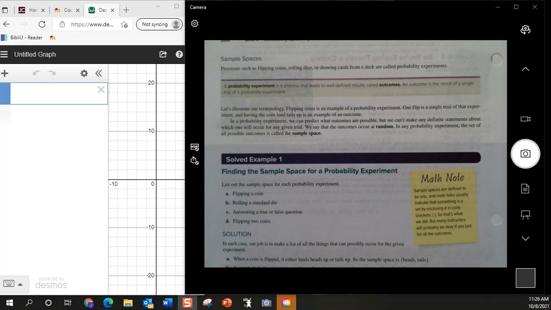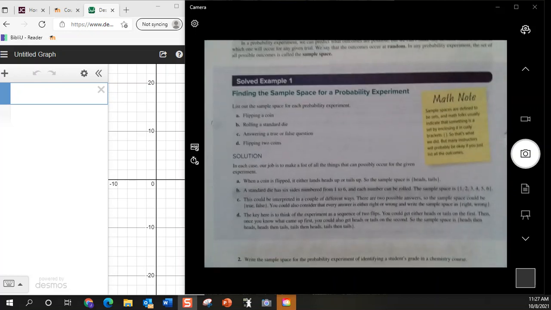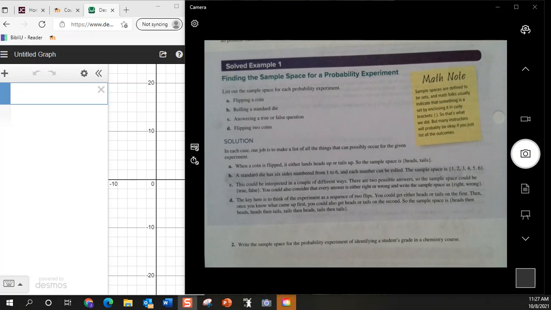Okay, now we have to solve example one. It says finding the sample space for a probability experiment. It says list out the sample space for each probability experiment. So we have flipping a coin, rolling a standard die, answering a true or false question, and flipping two coins. Now, we're provided with the solution here. It says in each case, our job is to make a list of all the things that could possibly occur for the given experiment. When a coin is flipped, it either lands heads or tails up. So the sample space is, you notice here we have braces and heads, comma, tails.